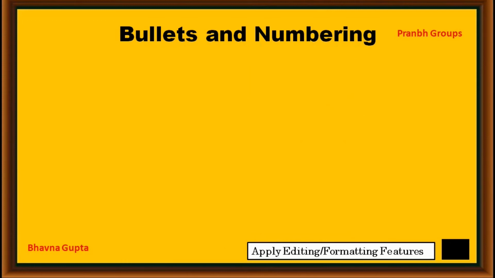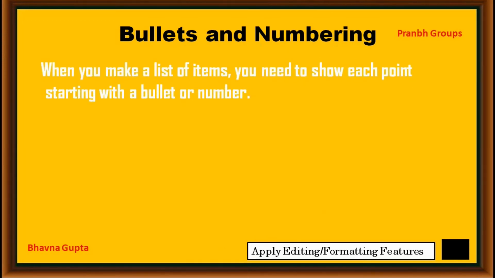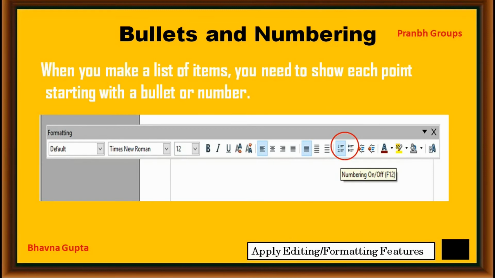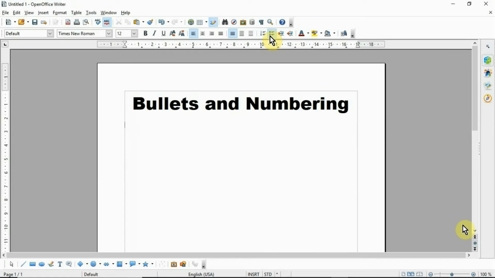Fifth topic, bullets and numbering. When you make a list of items, you need to show each point starting with a bullet or numbers. Let's do the practical and see how to apply bullets and numbering in a Writer document. If you want to create a list, click the numbered list button. And then type your first list item and then press the enter key. Then type a second list item and so on.